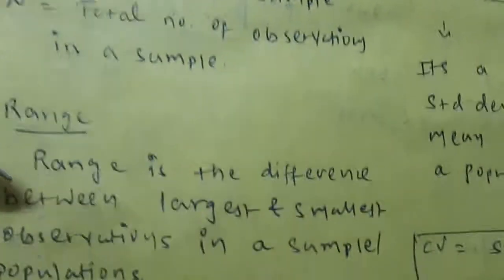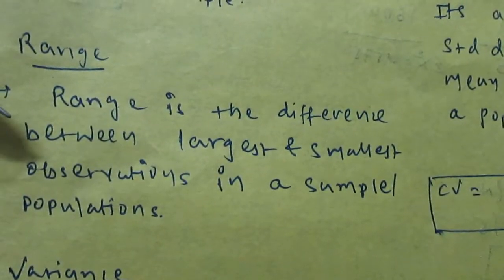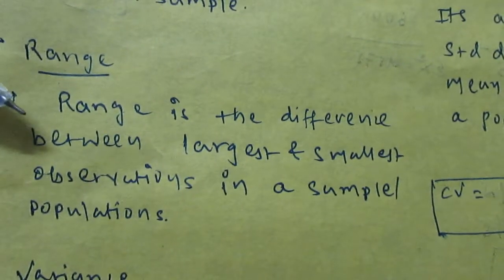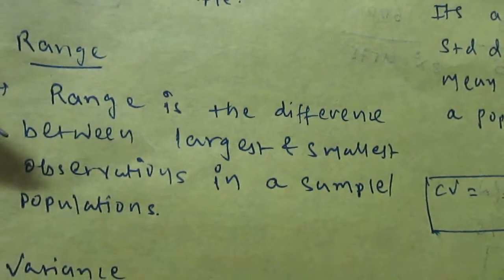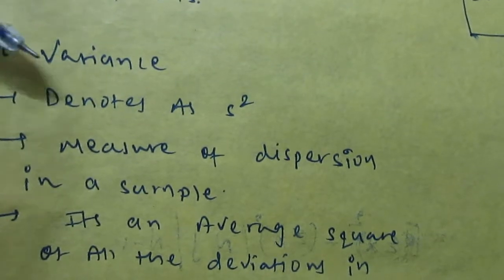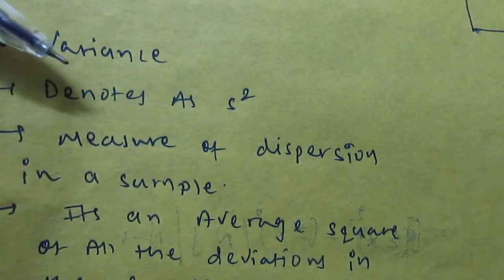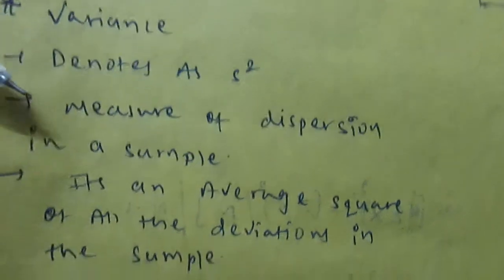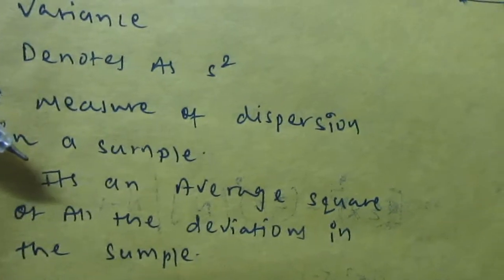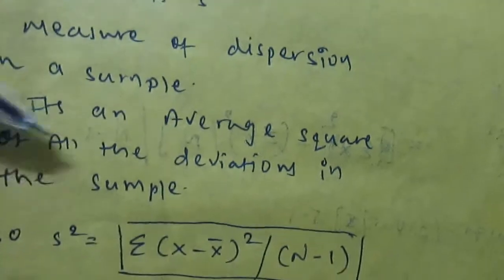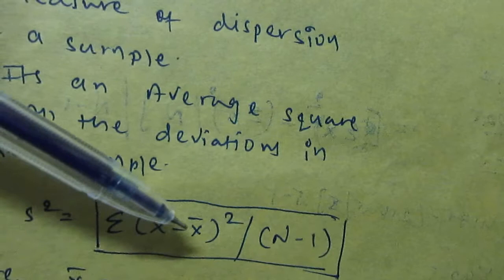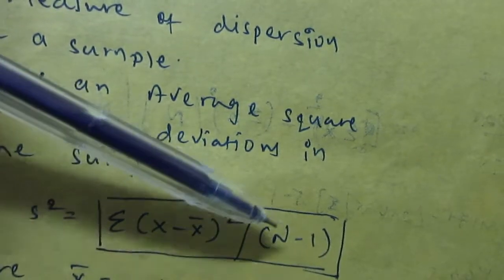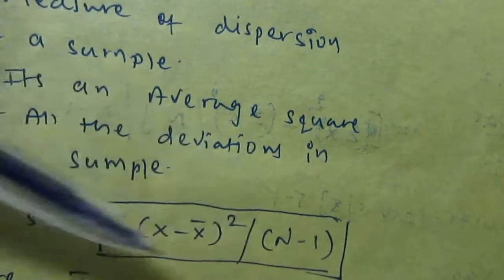Then range is nothing but the difference between the largest and smallest number of observations present in the sample or else population. Variance is basically denoted as S square, and it is a measure of dispersion in the sample. It's the average square of all deviations in the sample. So basically, it is the sum of x minus x bar whole square divided by capital N minus 1. We are all familiar with it.